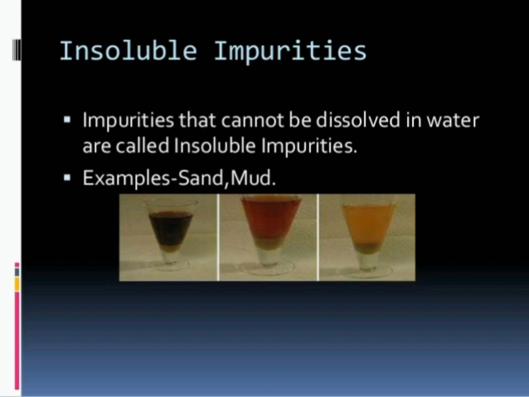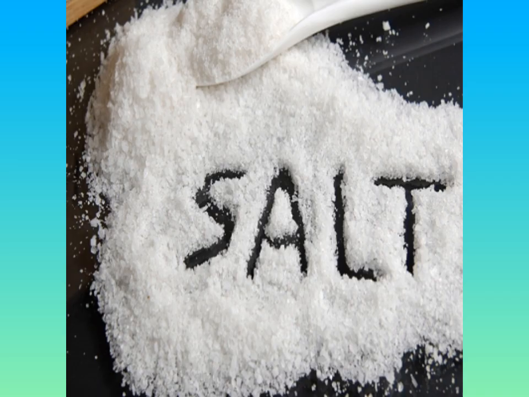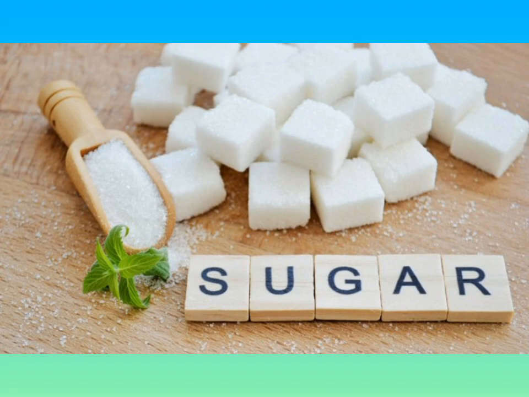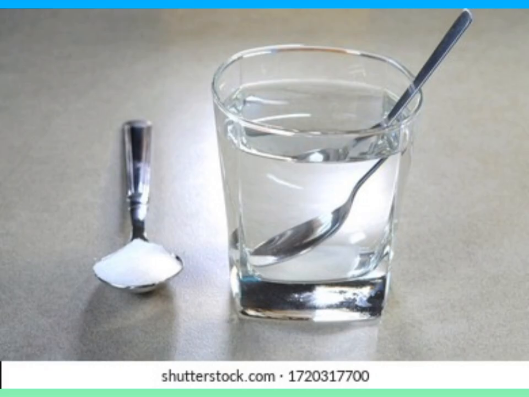Now we have one activity to prove this. The aim of the activity is to identify soluble and insoluble impurities. For this we need 3 empty cups, plain water, common salt, tea leaves, a strainer, sugar, sand, twigs and some grass leaves.